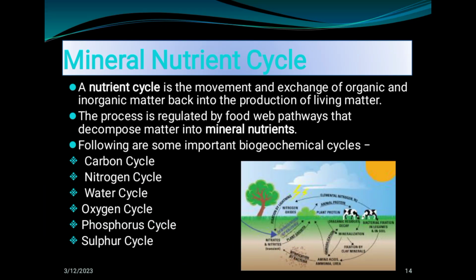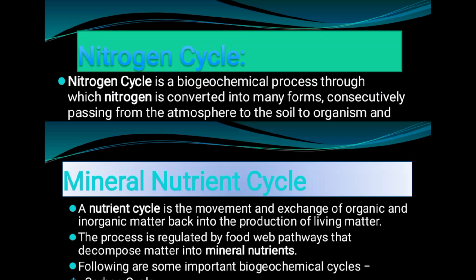Next, mineral nutrient cycle. A nutrient cycle is the movement and exchange of organic and inorganic matter back into the production of living matter. The process is regulated by food web pathways that decompose matter into mineral nutrients. Following are some important biological cycles: carbon cycle, nitrogen cycle, water cycle, oxygen cycle, phosphorus cycle, and sulfur cycle.